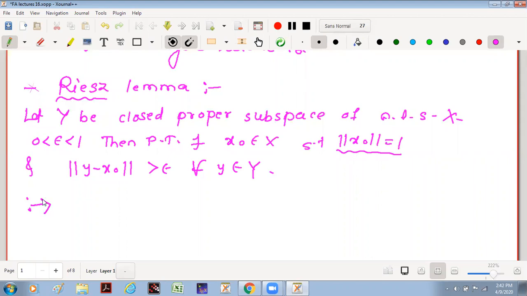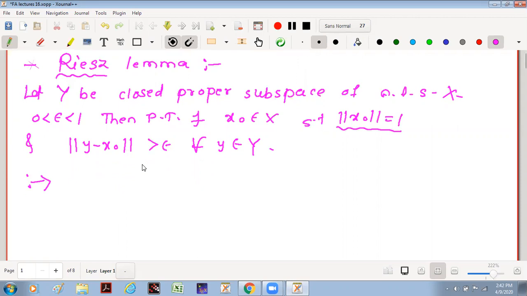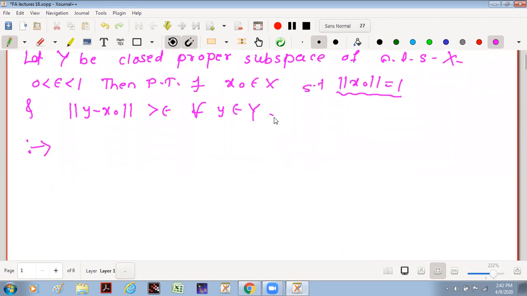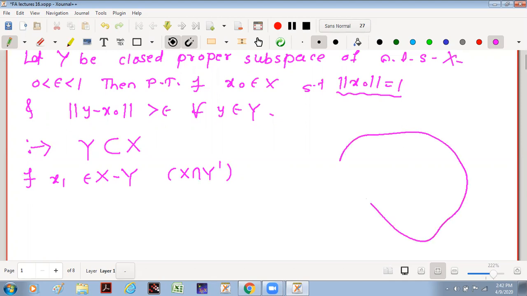Okay, this Riesz lemma will help us to prove the main theorem, which is called the Riesz theorem. Right. To start with the proof, we should make use of the concept to find the distance between a point and a set. As we have discussed previously, to find the distance between a point and a set, we use the concept of infimum. Now here Y is given to be a proper closed subspace of X, meaning there exists at least one vector in the set X minus Y. In X minus Y means it is present in X but not in Y, that is, in Y complement.